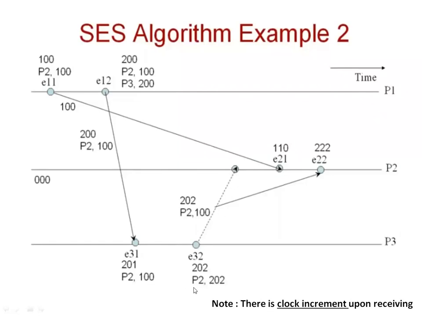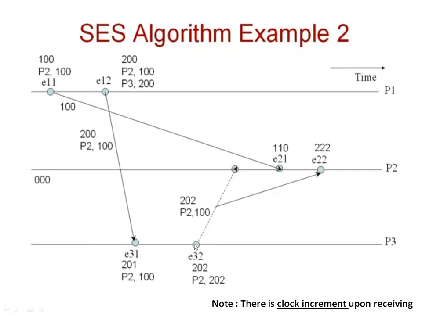it will not send P2 202, but it will send the previous value which has been received by process P3 from the process P1, which gives the information of the previous happening of the sending of the message. So instead of sending P2 202, it will send P2 100. So this will carry the current timestamp, that is 202, along with P2 100.